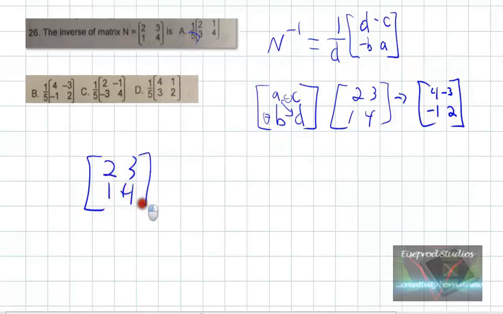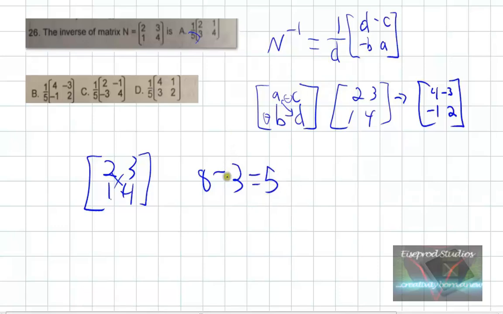To find the determinant of a matrix like this one, you want to multiply this diagonal. So 2 times 4 is 8. And then you're going to subtract the other diagonal. So 3 times 1 is 3. 8 minus 3 is 5. So this is our determinant.